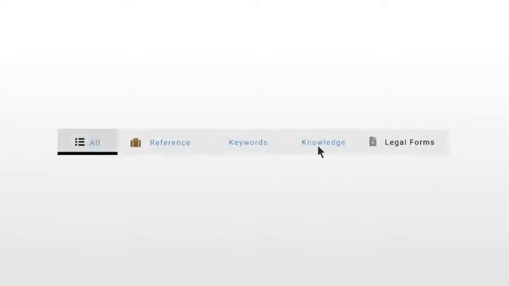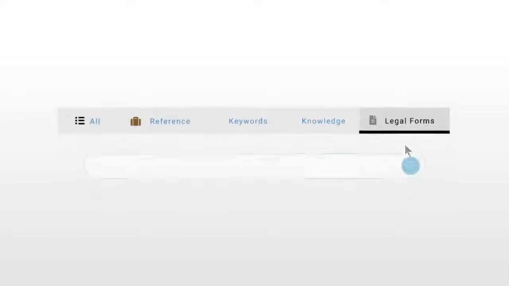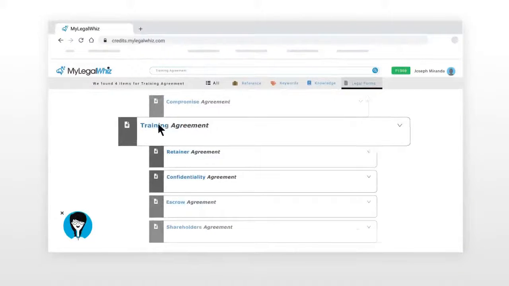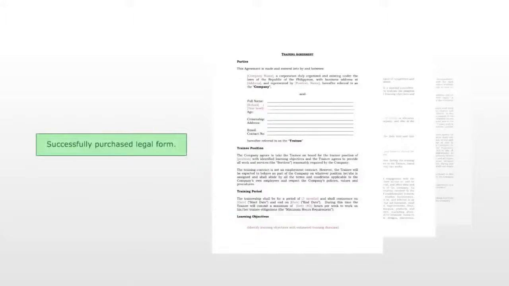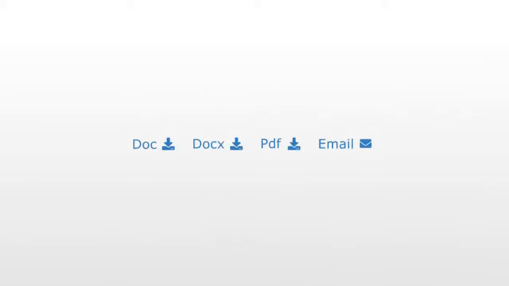MyLegalWhiz also allows you to download forms for a specific amount of credits. You can do that by selecting Legal Forms in the menu bar. Let's say you want to download a training agreement form. Click the green button so you can fully download it. You may download it in different file formats found in the upper right corner. You can now use it for your intended purposes.